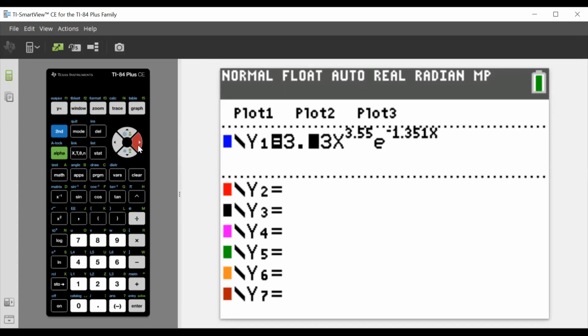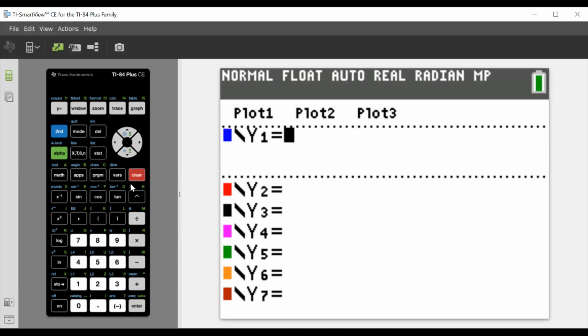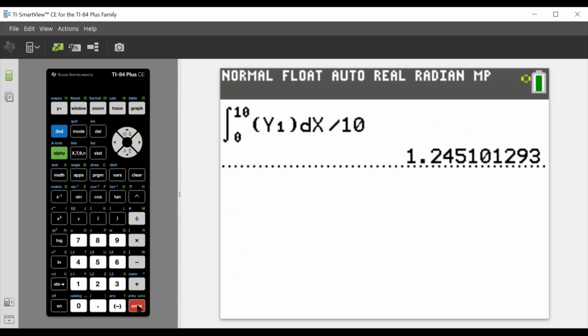Oh, we don't have the function completely correct. 5x to the 3.55. Okay, now let's go back here. Oh, that's not good. Guess what? We have to type it all again. All right, so we have 3.935, and then that's x to the 3.55, and then that's e to the negative 1.351 x.